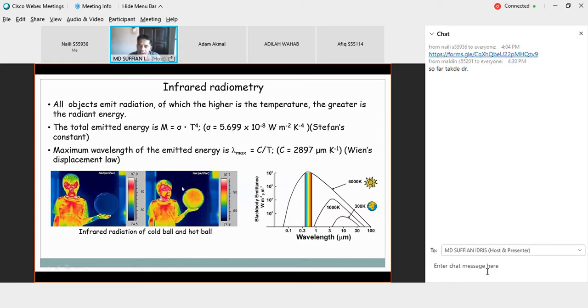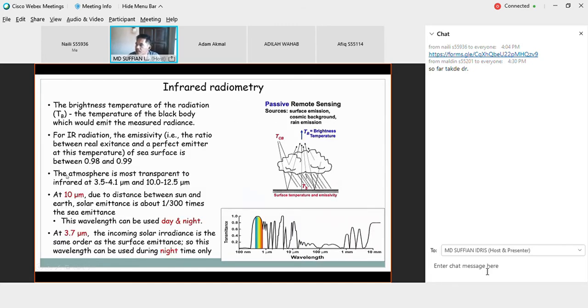So infrared radiometry depends on the emission of infrared radiation from the object. So the brightness temperature of the radiation, ataupun TB, temperature brightness, is the temperature of the black body which would emit the measured radiance. So brightness temperature is the temperature ataupun radiant, or the long wave radiation, ataupun infrared radiation, emitted from the black body. Itu kita sebut brightness temperature.